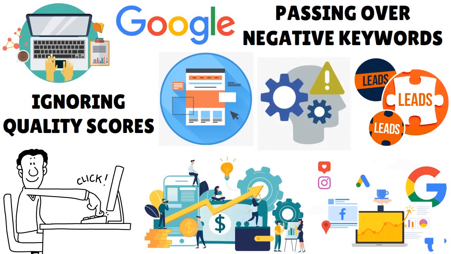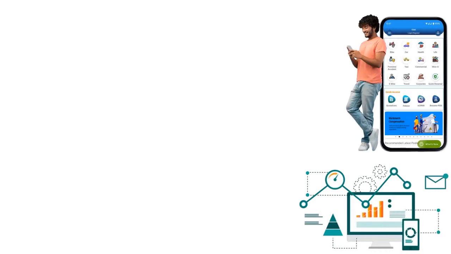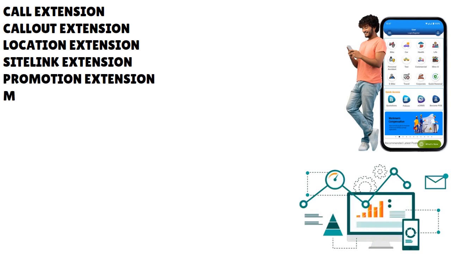Finally, you want to optimize your ad copy for mobile, and also never ignore ad extensions like call extensions, callout extensions, location extensions, sitelink extensions, promotion extensions, and message extensions. Those are really important elements if you want to optimize your ad to the best of your ability.